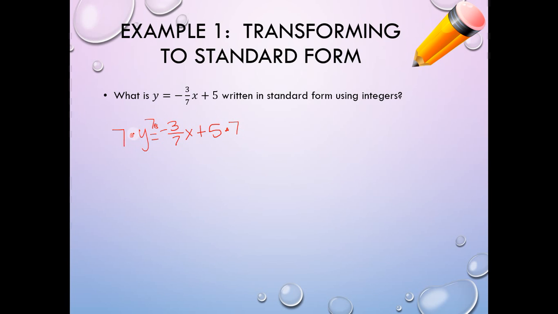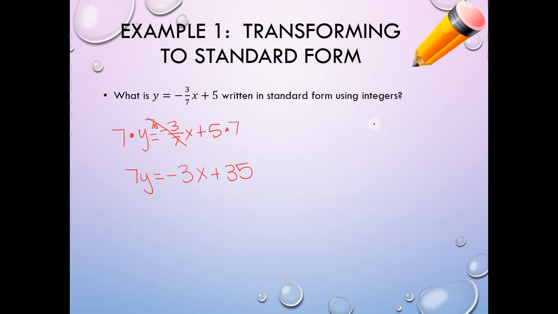So I get 7 times y, which is going to give me 7y. Now, these 7s are just going to cancel each other out. So I'm going to be left with negative 3x plus 5 times 7, which is 35. Something very important is that those 7s do cancel out. That's why I multiplied by 7. So you're always going to multiply by the denominator to every single term.